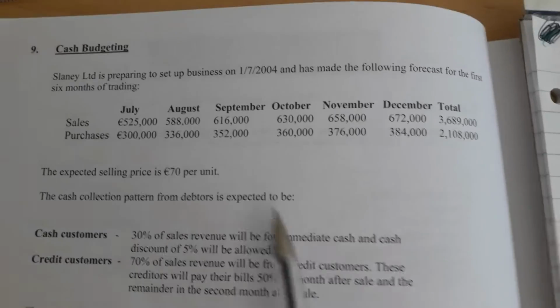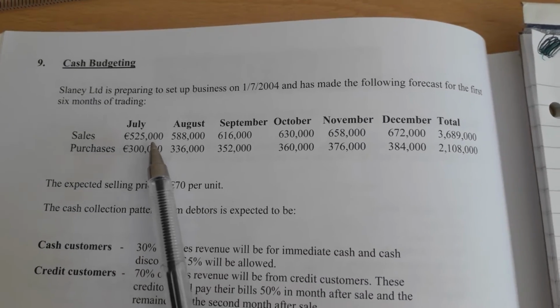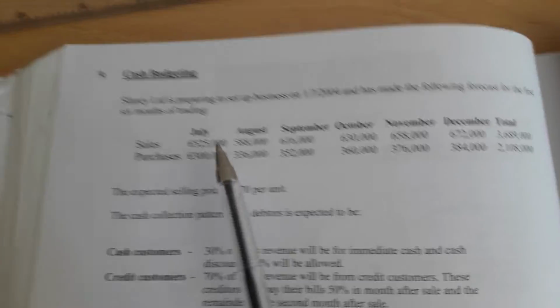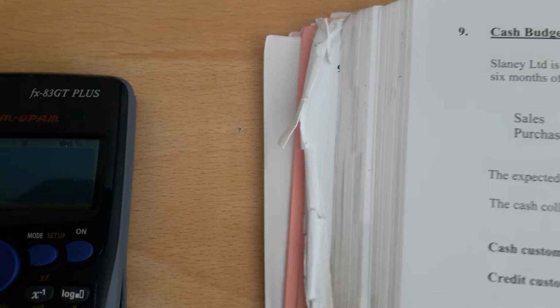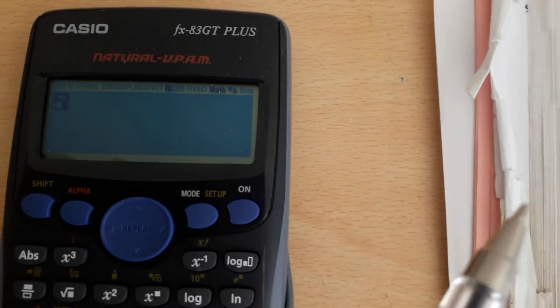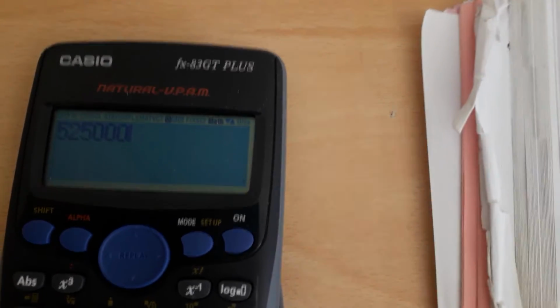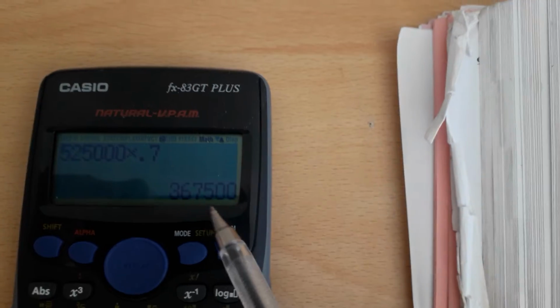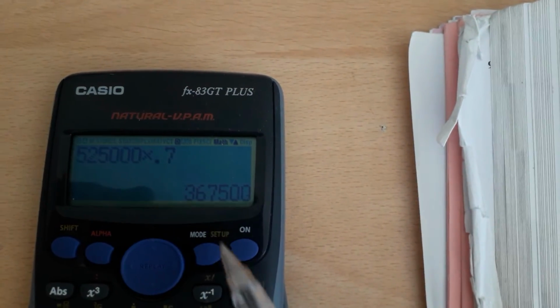be from credit customers. So it means, for instance, in July, 525,000 was the amount that you did in sales, but 70% of that was credit sales. So let's work that out. 525,000 multiplied by 0.7 will give us the 70%, which is 367,500. Okay, so that was your total credit sales.